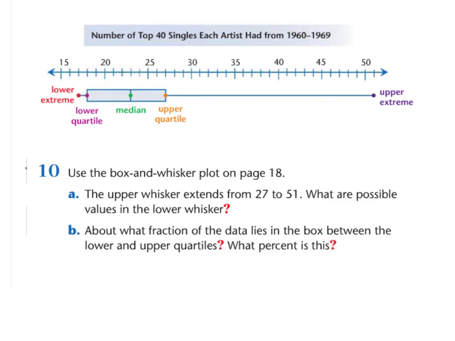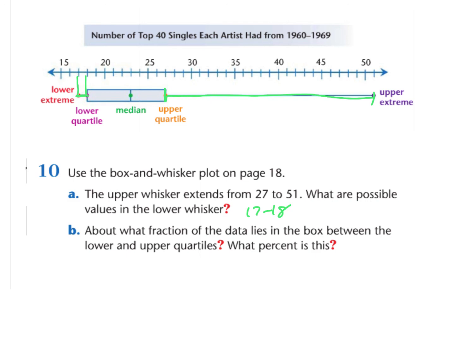Same box and whisker plot. The upper whisker extends from 27, which is right here, all the way up to 51. What possible values are in the lower whisker? So there's our upper whisker. Our lower whisker is a lot shorter. It goes from 17 to 18. So literally it's 17 to 18.